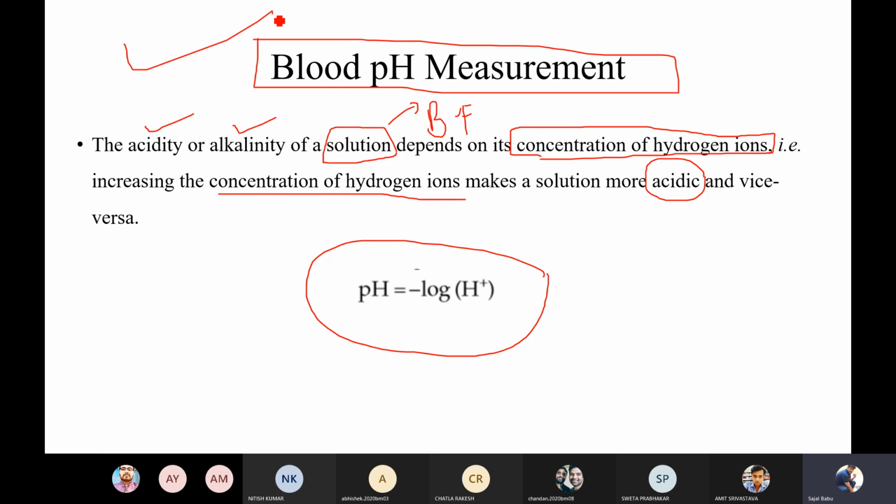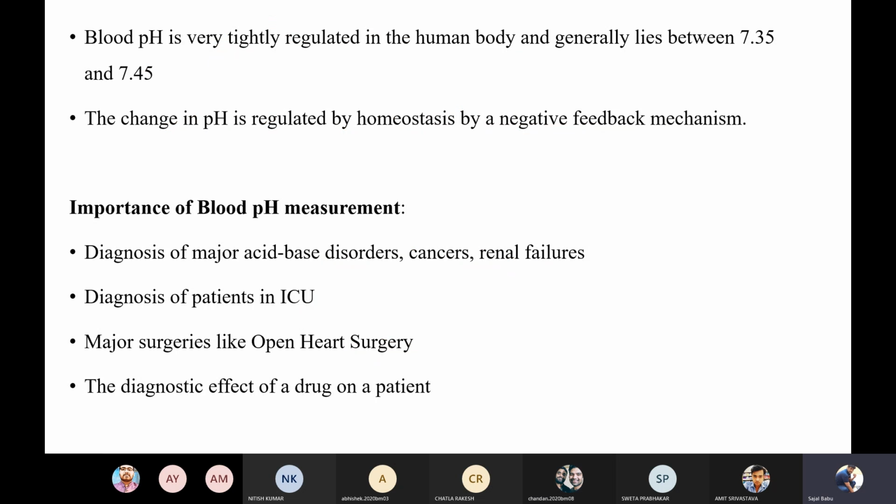Okay, so have you understood the blood pH measurement? Have you understood this? Okay, yes, sir. Let me move to the other slide.